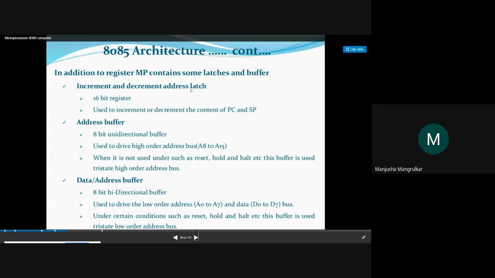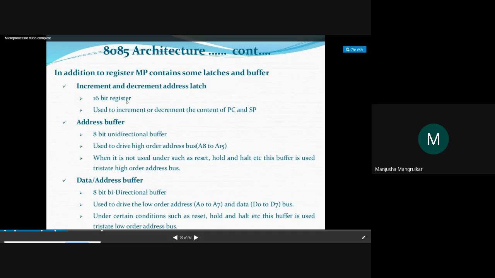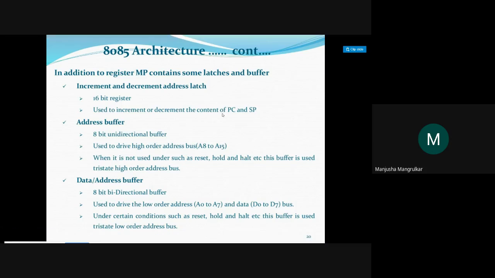Increment and decrement address latch, right. There is one register that is increment and decrement. It is a 16-bit register, used to increment or decrement the program counter and stack pointer. Only this register will do the increment and decrement of the program counter, that is the PC, and the stack pointer, that is the SP, right.